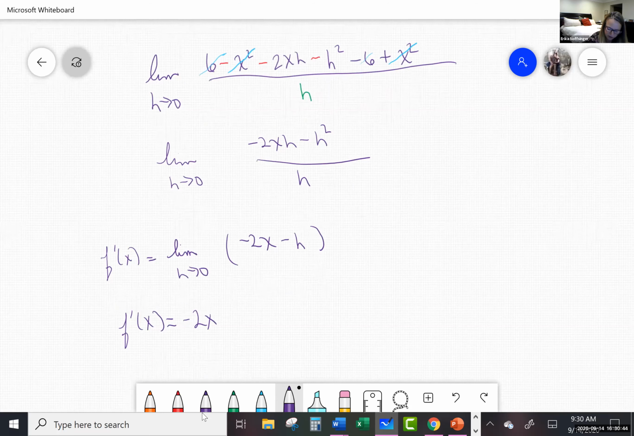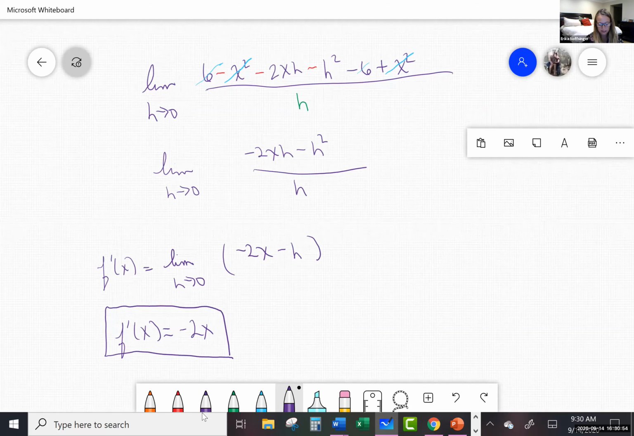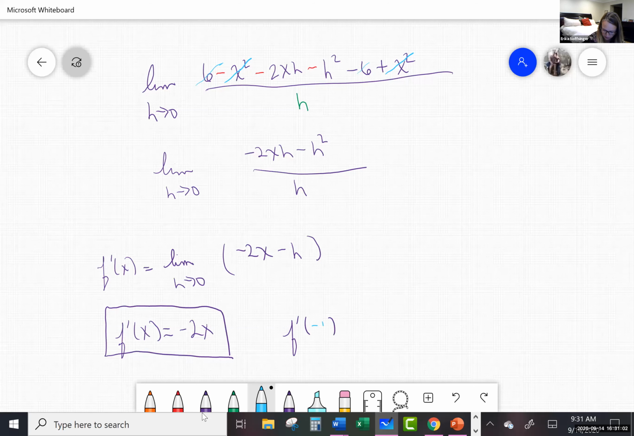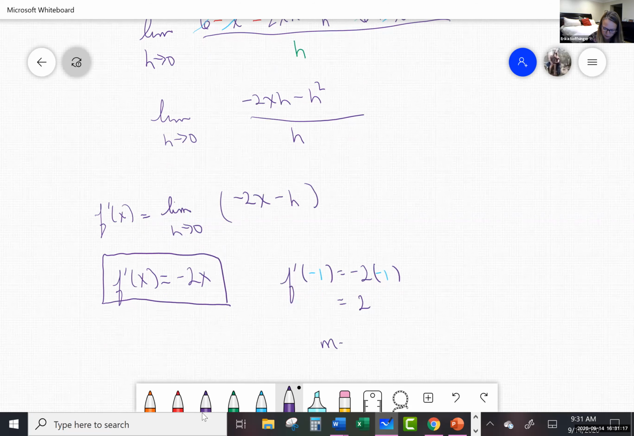So that's the slope. We could find the slope anywhere at any x value on the line or on the equation y equals x squared. Sorry, 6 minus x squared. Now we wanted to find it at -1. So if we plug in -1 where we see an x in here, we get -2 times -1, which is 2. So our slope of the tangent line at x equals -1 is 2.